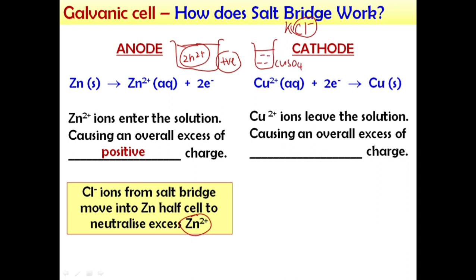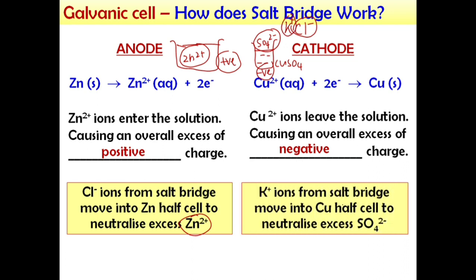So, kalau Cu2+ meninggalkan larutan ini, apa yang tinggal dalam this electrolyte solution? It will left with SO4 2- ion. So, makin lama makin banyak SO4 2- menyebabkan terlebih negative charge. Jadi, negative charge yang terlebih ini tadi akan dineutralizekan balik oleh K+ ion. So, K+ ion from the salt bridge will move into half cell of copper and neutralize the SO4 2- ion.